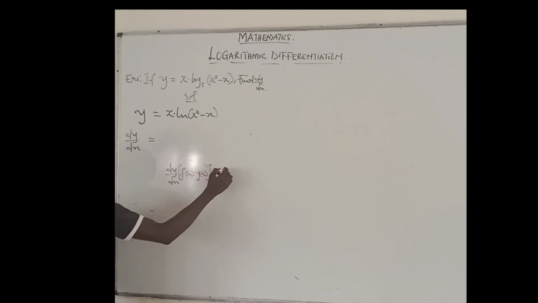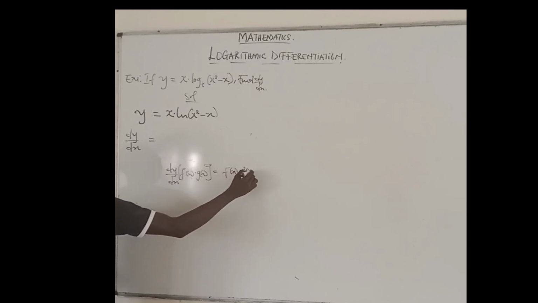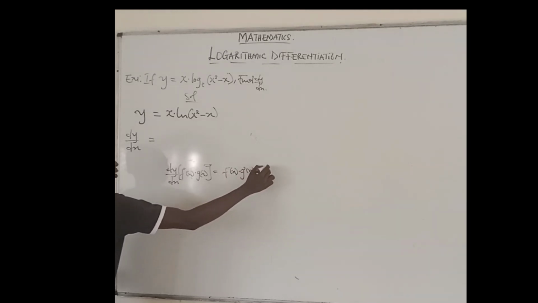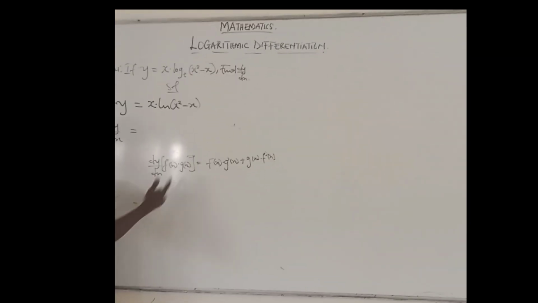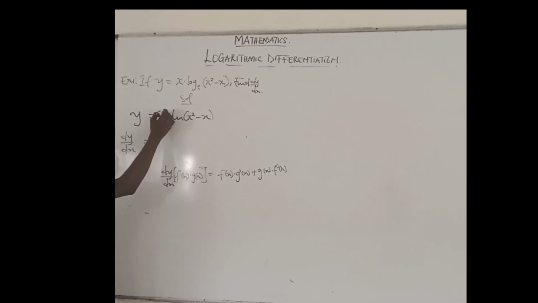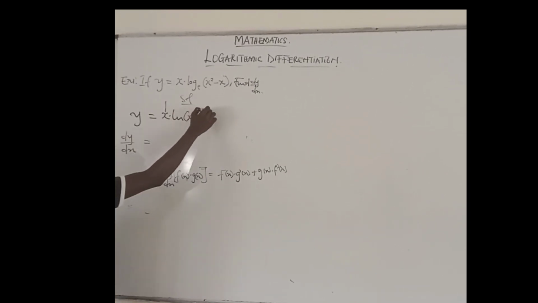So it's going to be what? f of s multiplied by g prime of s plus g of s multiplied by f prime of s. Is that clear? So now we are going to apply this method to this. Now, this is my f of s, and this is my g of s. Is that clear? So now, what is f of s?